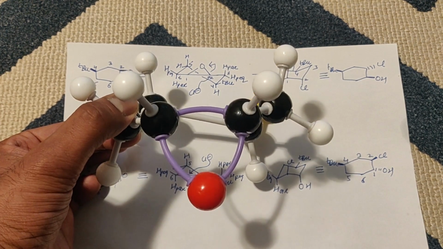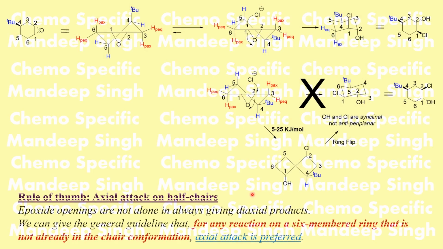Or let us take the other example. So now we come to a rule of thumb. Trans-diaxial attack is not only limited to the epoxide. Any 6-membered ring which is not in the chair conformation, axial attack is always preferred.